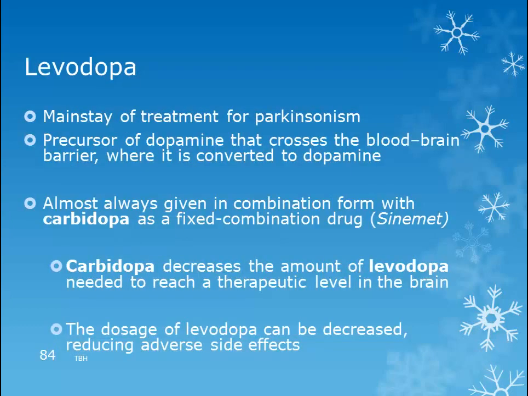Levodopa, the mainstay of treatment for Parkinson's, is a precursor of dopamine that crosses the blood-brain barrier where it is converted to dopamine. It is almost always given in combination form with carbidopa as a fixed combination drug, Sinemet. Carbidopa decreases the amount of levodopa needed to reach a therapeutic level in the brain. The dosage of levodopa can be decreased, reducing adverse side effects.